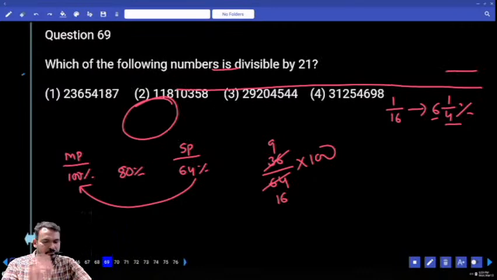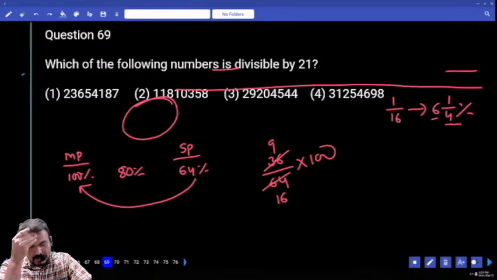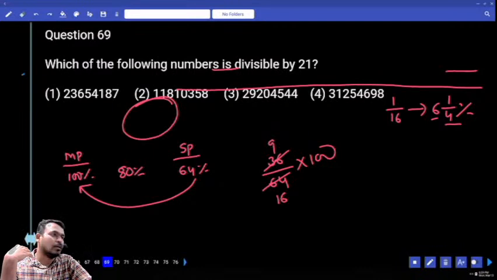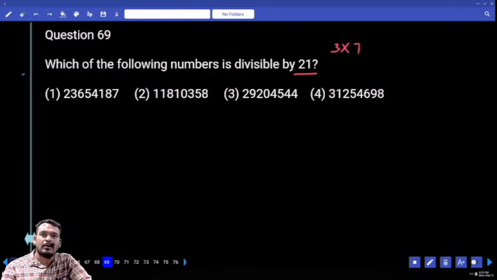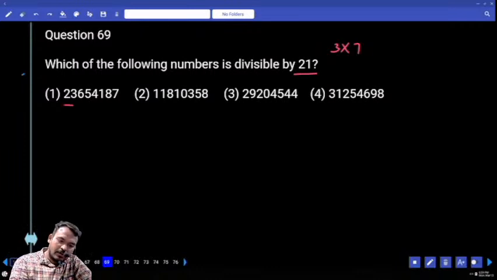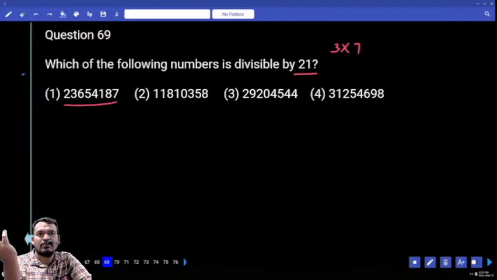Next, 69. Which of the following numbers is divisible by 21? What is the divisibility rule of 21? 3 and 7. It must be divisible by 3 and it must be divisible by 7. What is the divisibility rule of 3? Sum of the digits is divisible by 3. First option, yes. Second option, yes. Third option, yes. Fourth option, yes. All the options are divisible by 3.